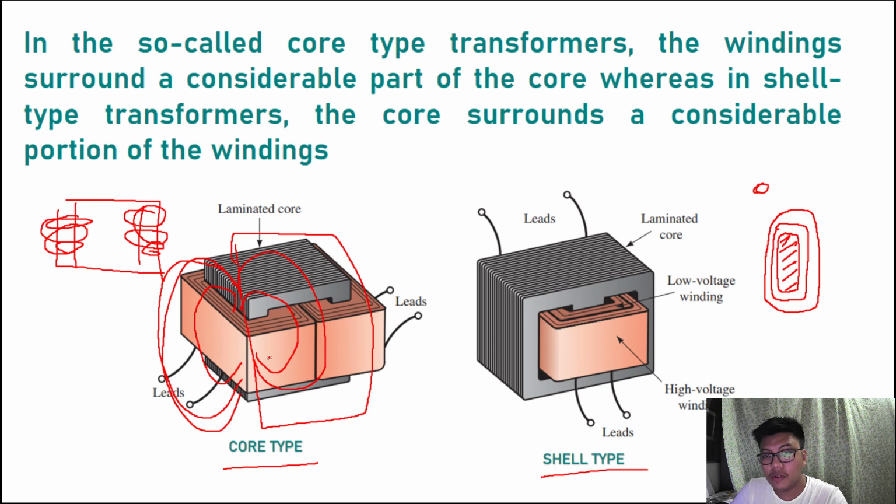So those are the flux that doesn't cut by the secondary winding or ng ating coil. Okay, so yung flux naman na tumatama, yun yung tinatawag nating mutual flux. Yung flux na nasi-share nilang dalawa. Okay. Sana malinaw tayo sa part na yun.